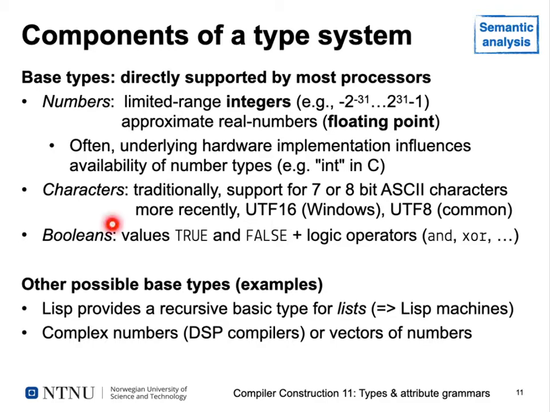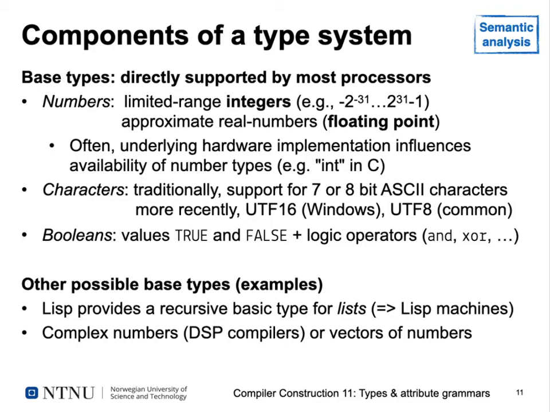And you might also have something like booleans, which were not available originally in C but came in later. Booleans just have the values true and false, usually represented as a bit, 0 and 1. And then you have your special set of operators on booleans, like AND, XOR, and all the binary logic operations you're used to.